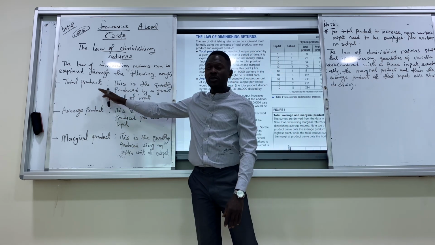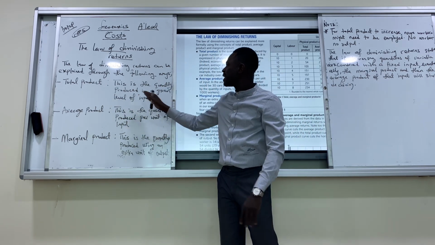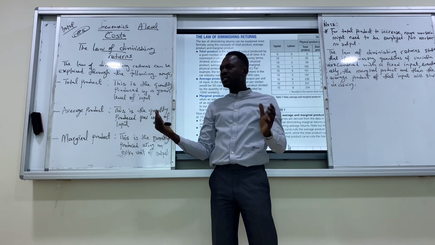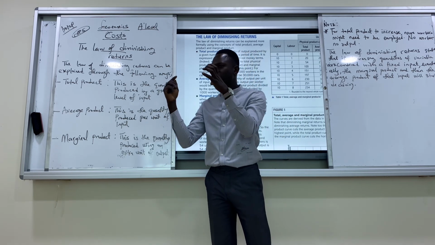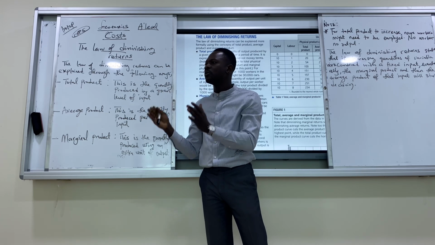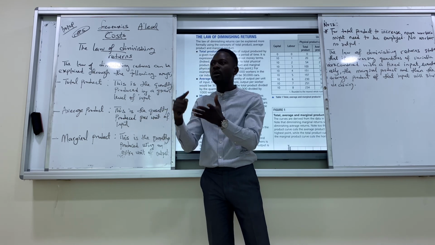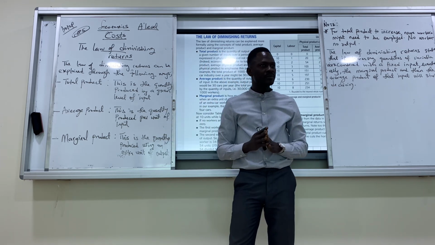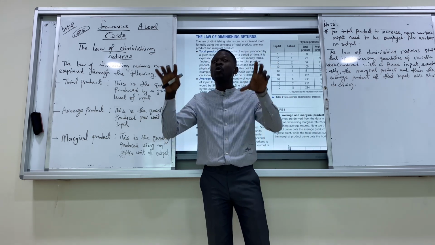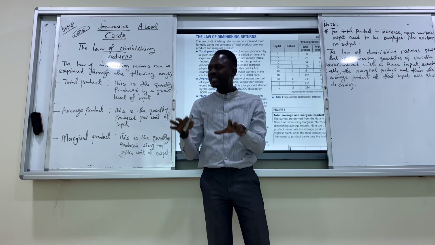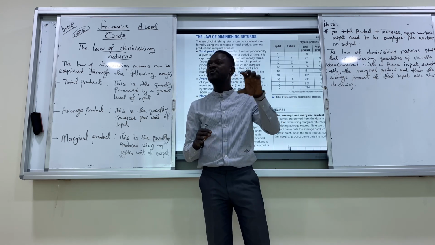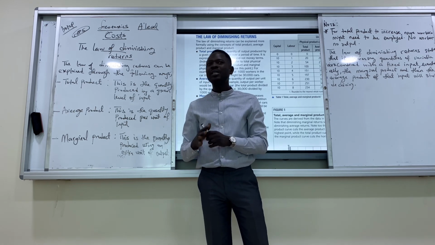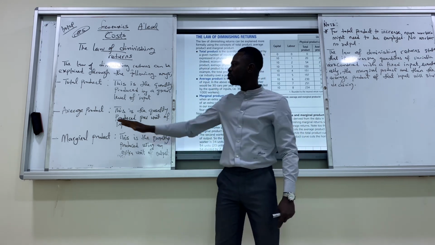So when I talk about total product, I wrote, this is the quantity produced by a given level of input. Whatever we are producing, the total product is the amount of goods we are able to produce using land, labor, capital, and enterprise. That is what total product is. A firm's total product is the quantity of goods the business has produced using different inputs like land, labor, capital, and enterprise. Whatever you have produced, the total is called the total product.